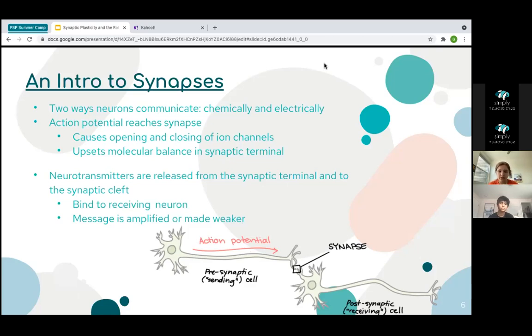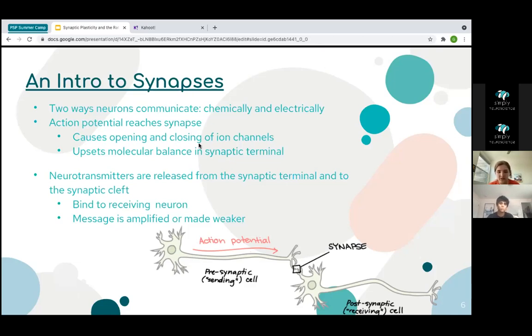You've probably heard of neurotransmitters before, and some famous ones are dopamine, oxytocin, things like that. And maybe ones you haven't heard of, like GABA or glutamate. There are tons of neurotransmitters, and a lot of them haven't even been discovered. So they're very, very cool.